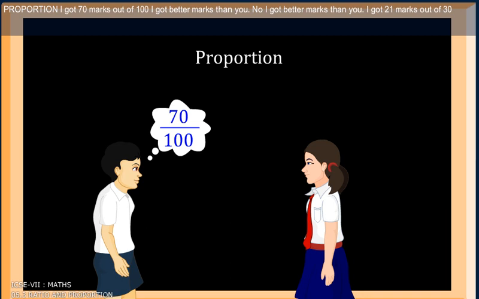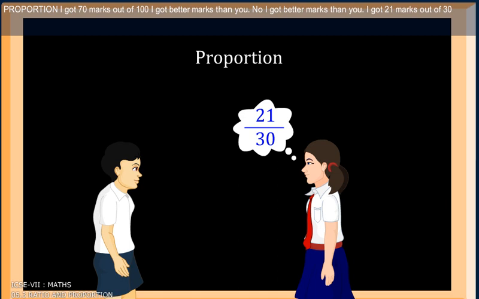I got better marks than you. No, I got better marks than you. I got 21 marks out of 30.